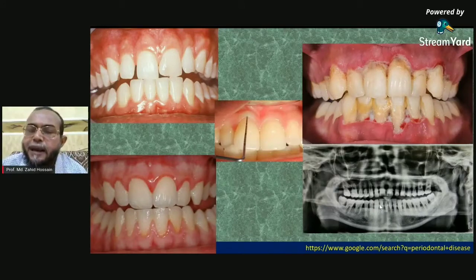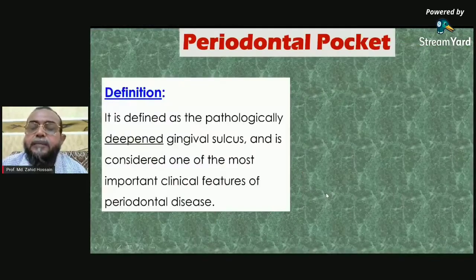So we should have a clear idea about what periodontitis is, and at the beginning of periodontitis, we should know the features. The main major features are two: the periodontal pocket and the bone loss. So today I'm going to discuss the periodontal pocket: what it is, how it forms, the mechanism, how you can measure and diagnose the pocket, and the treatment policy.